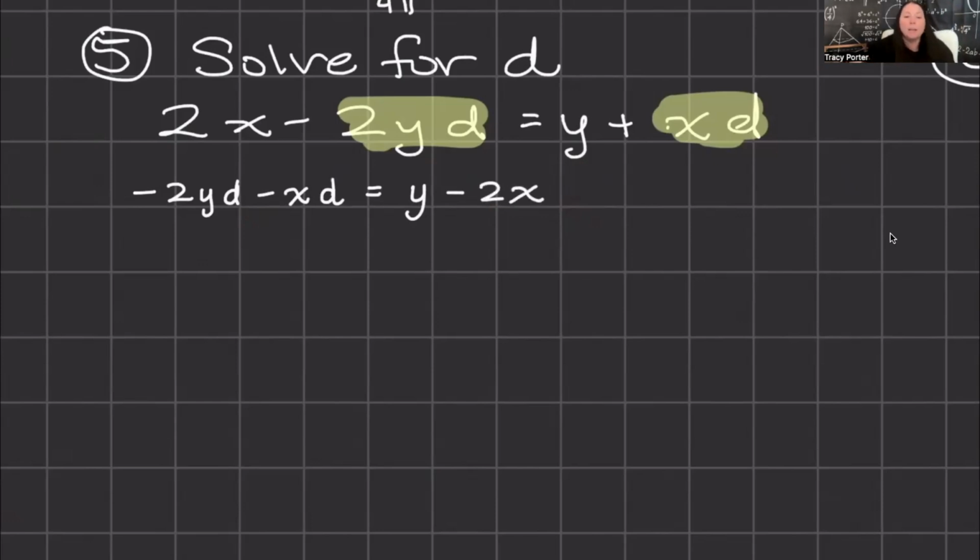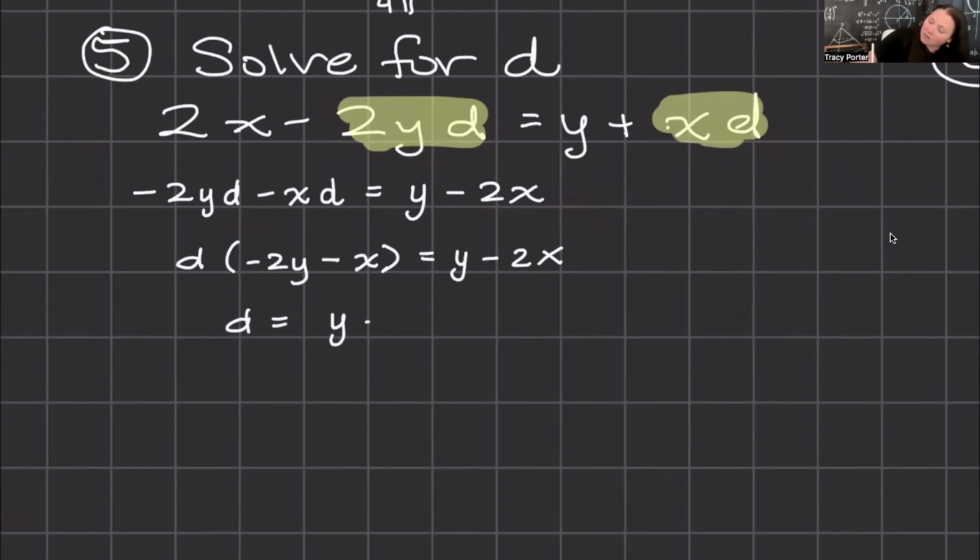So we'll have a y minus 2x. And we do the same technique. We group them together so we can then factor out the d. So now you have minus 2y minus x, and then y minus 2x. So divide both sides by the minus 2y minus x. And then minus 2y minus x. And once again, we can leave it like this.